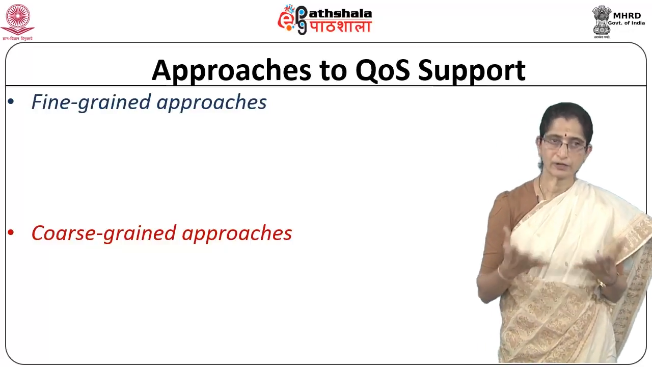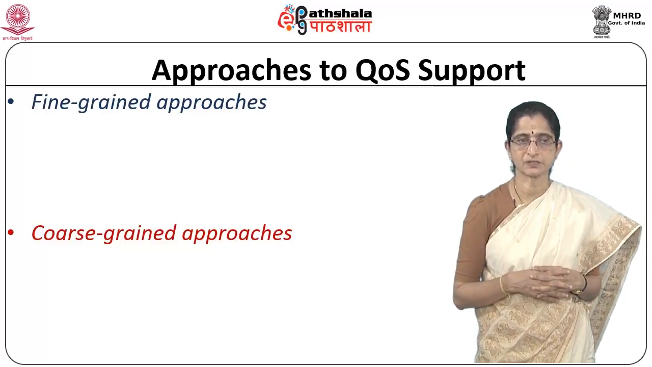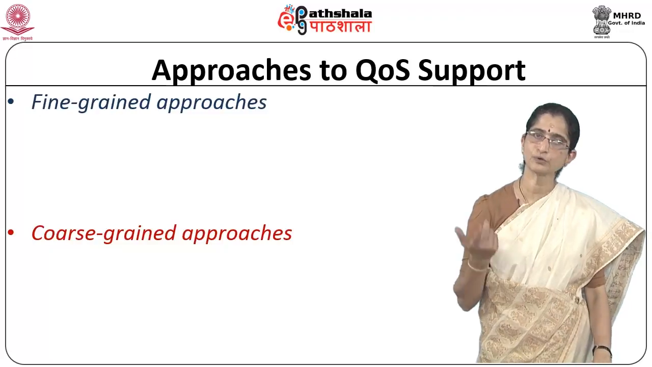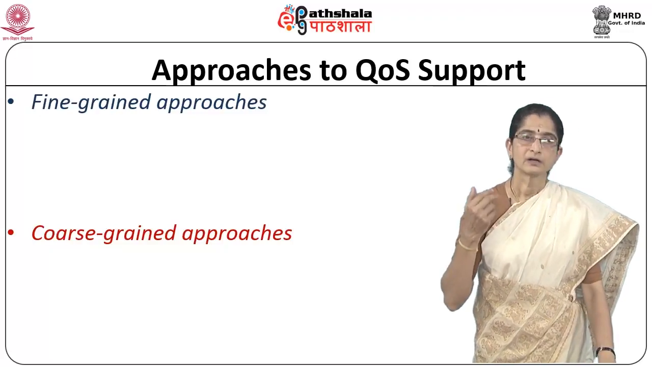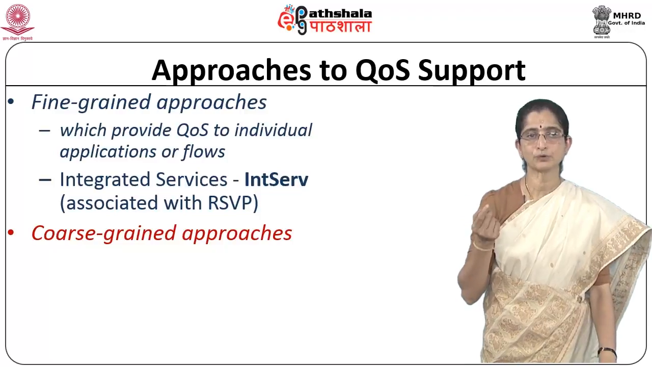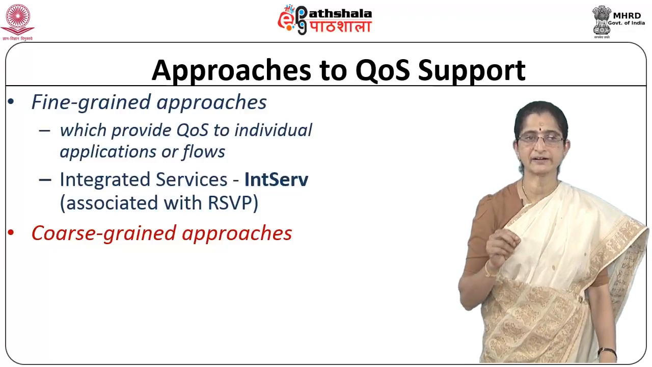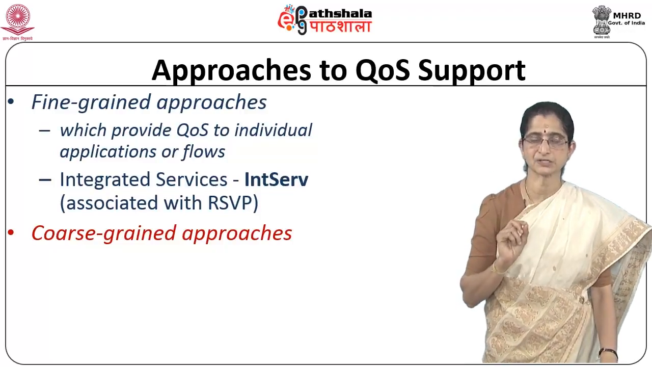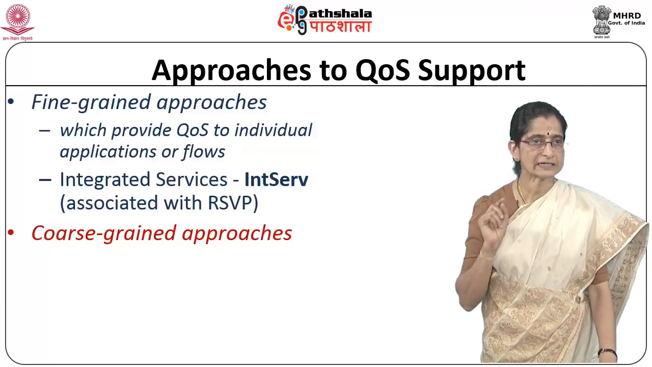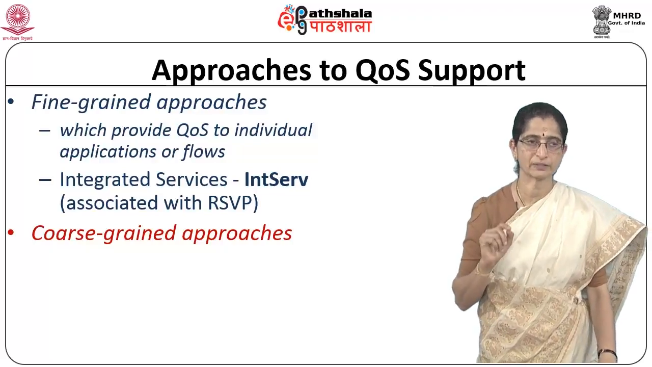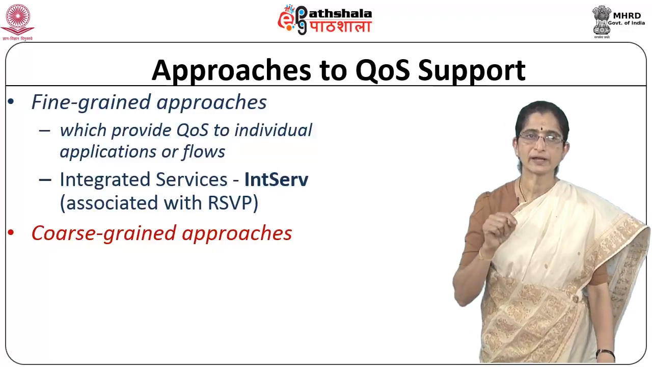Now, we have already seen that there are two approaches to quality of service support in networks. One is called a fine-grained approach and the other is a coarse-grained approach. In the fine-grained approach, you provide quality of service guarantees to individual flows or applications. We already saw that IntServ is an example of that kind of approach. Now, we will be looking at the coarse-grained approach.